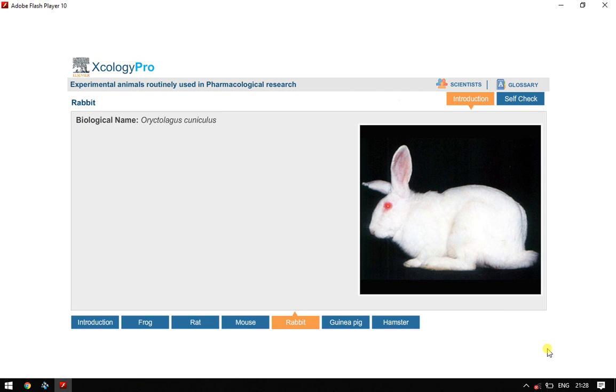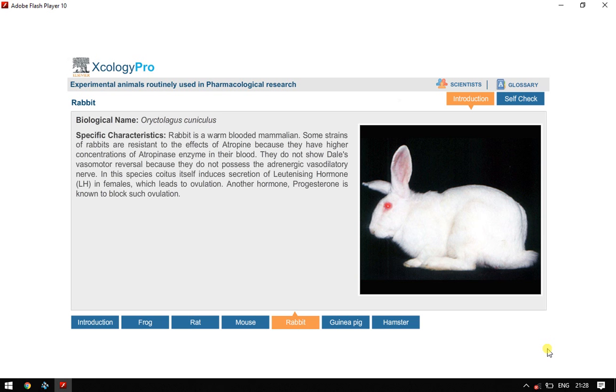Rabbit. Biological name Oryctolagus cuniculus. Specific characteristics: rabbit is a warm-blooded mammal. Some strains of rabbits are resistant to the effects of atropine because they have higher concentrations of atropinase enzyme in their blood. They do not show Dale's vasomotor reversal because they do not possess the adrenergic vasodilatory nerve. In this species, coitus itself induces secretion of luteinizing hormone in females, which leads to ovulation. Another hormone, progesterone, is known to block such ovulation.